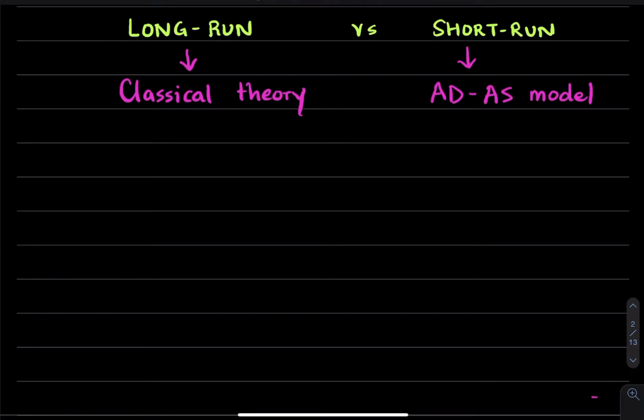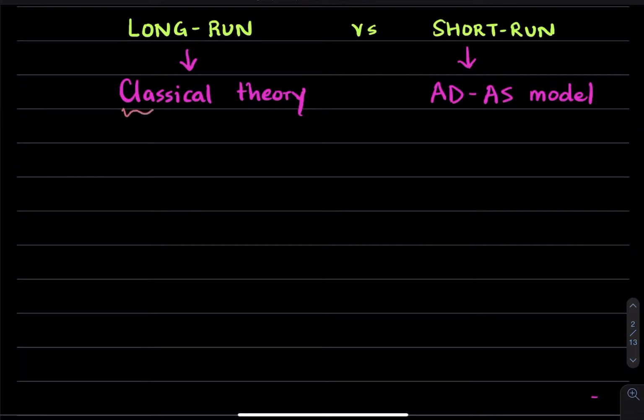In this video, we're going to be just introducing a model for the aggregate demand and aggregate supply to explain these short-run fluctuations or business cycle movements that we see in economies. Now, what you're familiar with so far is a long-run classical theory.